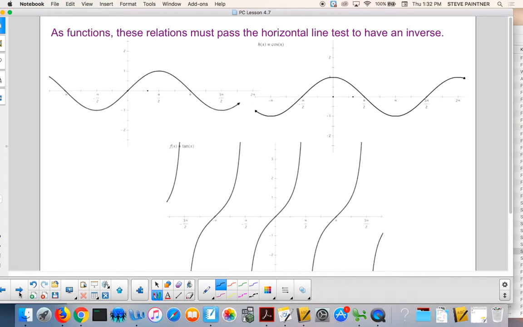Christmas is coming. So here's the deal. If you drew a horizontal line test through it, look, how many times do you hit the function? Once, twice, 3, 4, 5, 6, 7, forever. Does it have an inverse if you hit it more than once? No. So you know what? None of these functions have inverses. So we got to do something to make sure it works. So here's what we're going to do.